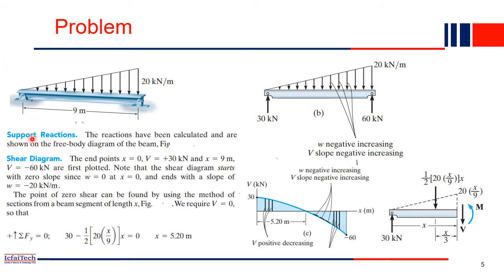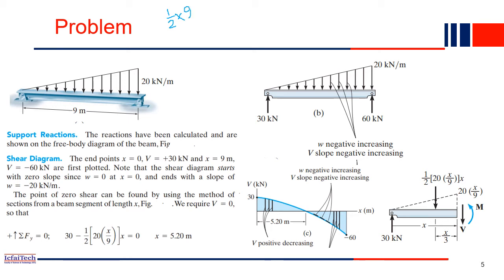So how do we calculate the support reactions? Let's do it here only. First, how much is the total load acting on this beam? This side it is 20 and this side it is 0, so it is a triangular load acting on this beam. The total load will be simply the area of this triangle. So how much is the area? Half into base. Base is how much?